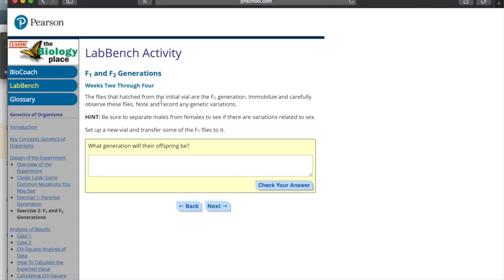Now, for the next section of the lab, the flies that hatch from the initial vial are the F1 generation. Immobilize and carefully observe these flies, note and record any genetic variations. So this is just explaining what you would do in the real lab. Now it's asking, what generation will the offspring of our F1 generation be? And this is something that we talked about in our notes. So remember, we go from the P generation, the parents, to the F1 generation, and then once we breed the F1 generation, we get the F2 generation.